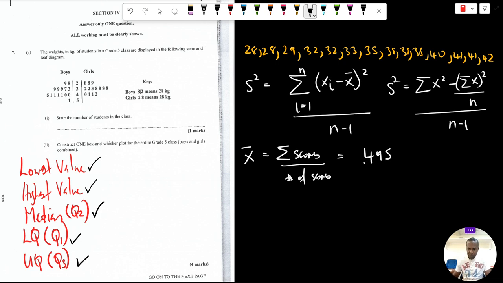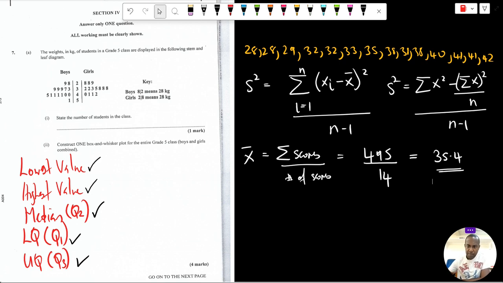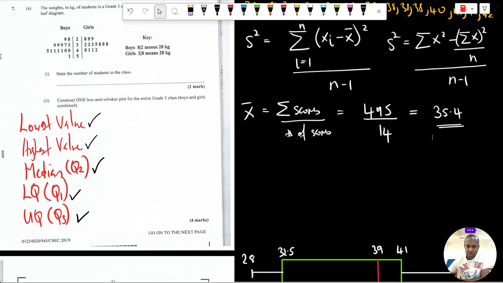This is 495, and we're dividing by the total number of scores, which is 14. And so 495 divided by 14 gives us approximately 35.4. Right? So that is the mean. Now, to be honest, this formula is a little bit more tedious to use to calculate the variance and then the standard deviation. But since we started, let's just proceed. So we have already calculated the mean.